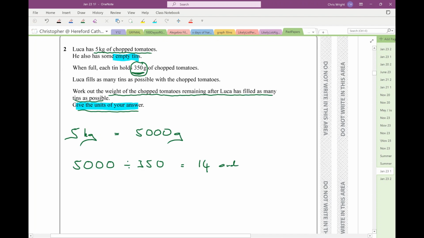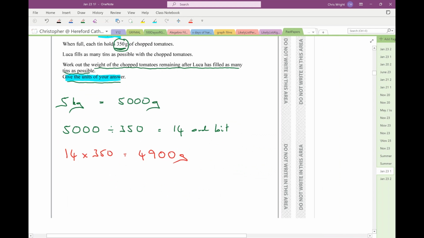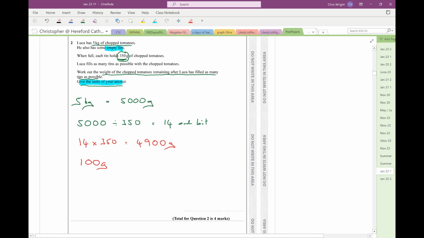So, I need to work out how many grams there are in that bit remaining, don't I? Well, in the 14 tins, he'll have 14 times 350, won't he? 14 times 350. He'll have 4,900 grams of tomatoes. So he'll have 100 grams left. So the weight of the tomatoes remaining after he's filled as many tins as possible is 100 grams. And have I given the units in my answer? Yes, I have. And that is number 2 done.